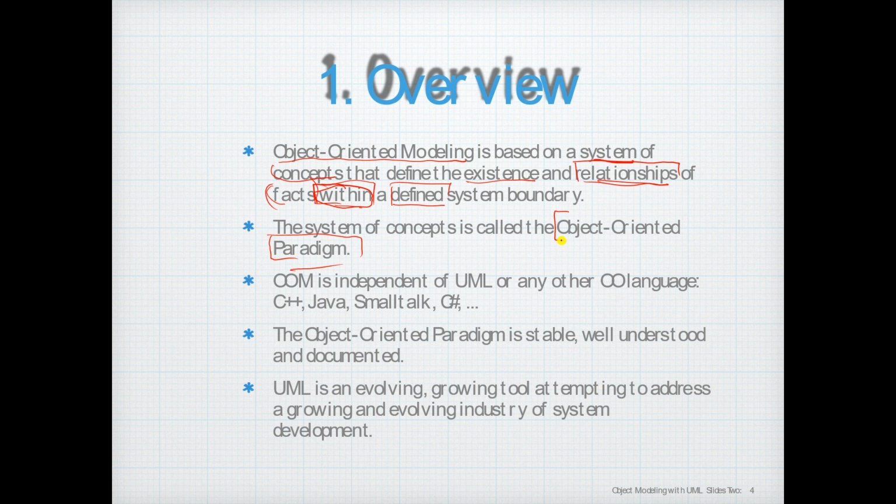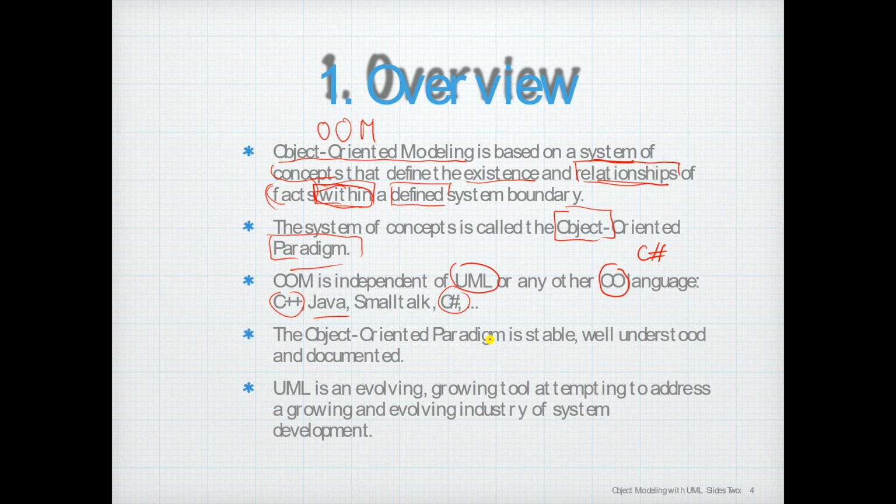Actually, it's based on the object. Object is the keyword. Every aspect related to the object is object-oriented modeling, which stands for OOM. OOM is independent of UML. Any object-oriented language, such as C#, C++, Java, and Smalltalk, can be used.